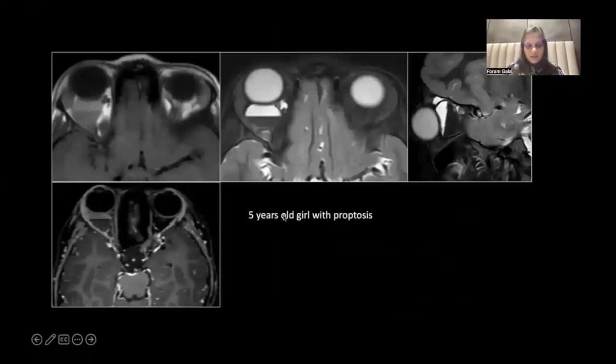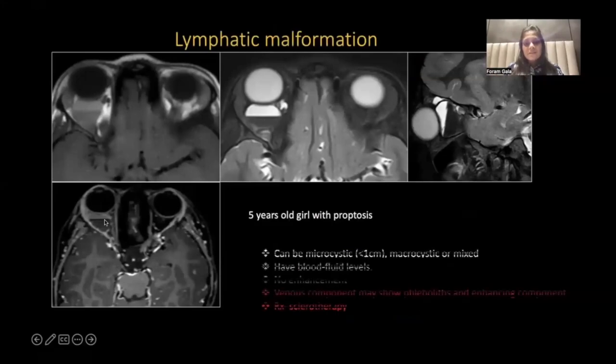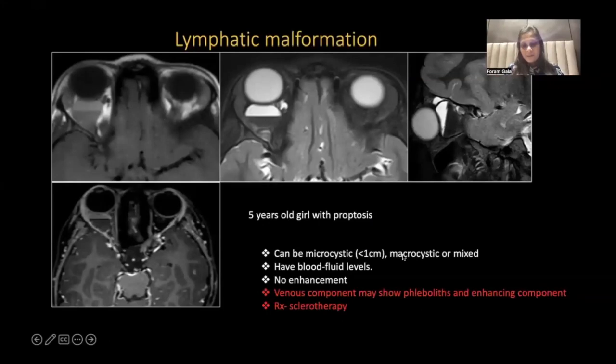As compared to the last scan, which showed homogeneous post-contrast enhancement, here in this child we have a lesion which is showing multiple blood-fluid levels. Again, the lesion is cystic. It's involving the intraconal as well as the extraconal compartment, and there is no enhancement. So this is a case of lymphatic malformation, which can be microcystic or macrocystic, or it can be mixed, and can have blood-fluid levels. There will be no enhancement, and if a venous component is associated, then it can have enhancement and phleboliths, and the treatment is sclerotherapy.